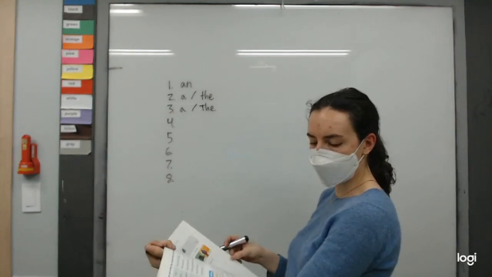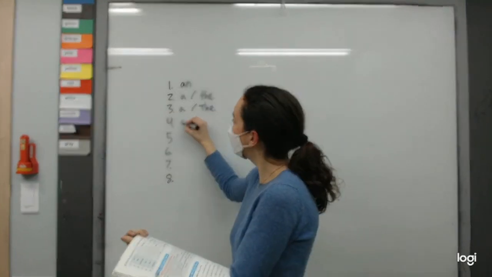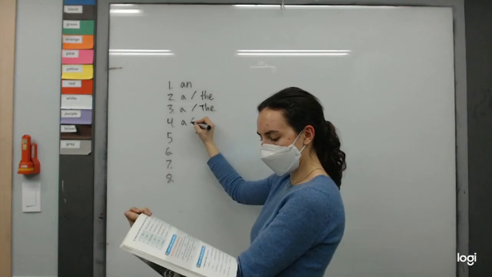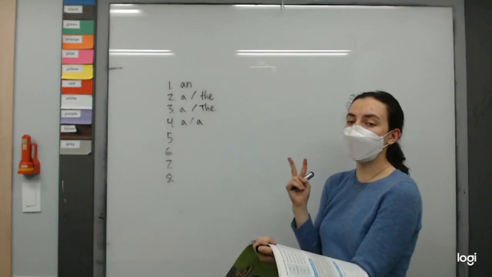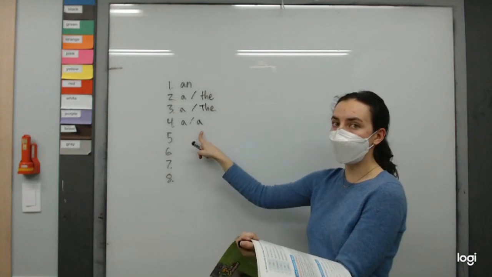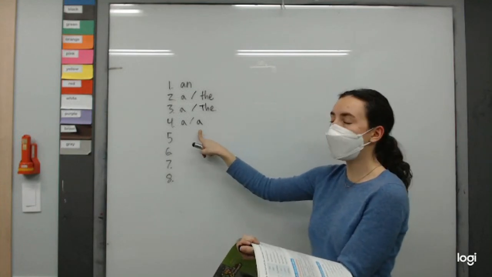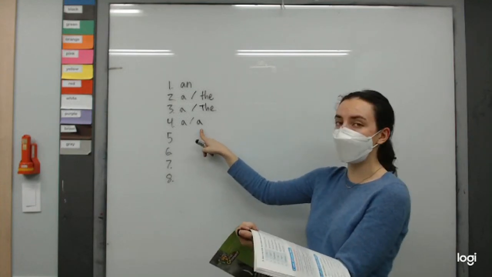Okay, number 4, do you have a pet? Yes, I do. I have a puppy. So even though this is the second time we talk about pet, it is the first time we say it is a puppy, so we don't use the, we still use a.